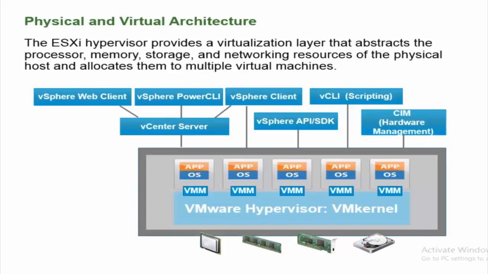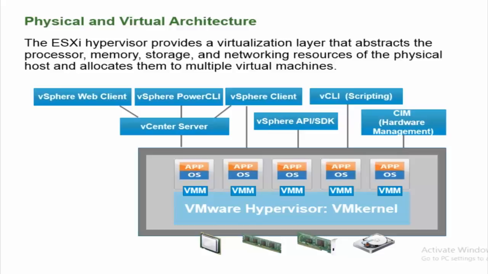Now talking about the physical and virtual architecture. As we have already discussed, in the physical architecture your operating system is responsible for scheduling the processes onto the CPU, allocating RAM, sending and receiving from the network card, and reading and writing from the disk. All these things are now taken care of by the hypervisor, which we also call the VMkernel. It receives the requests for resources from the virtual machine monitor.